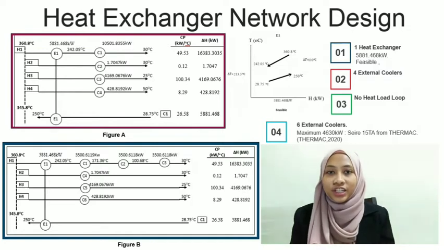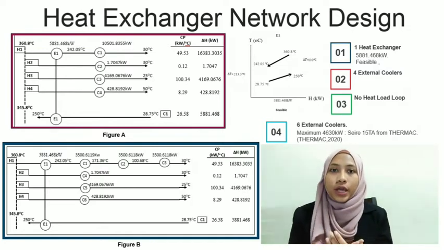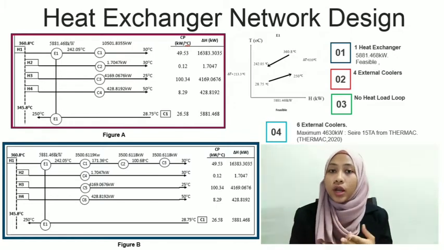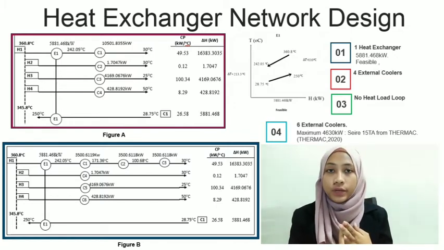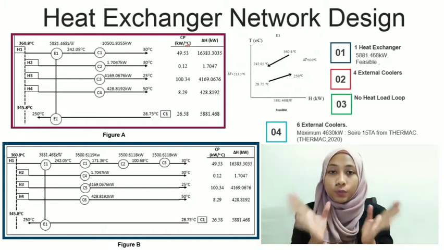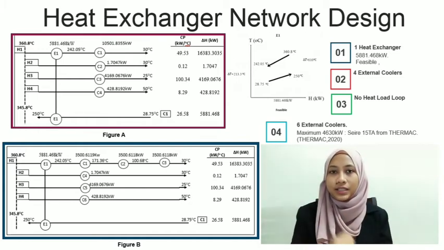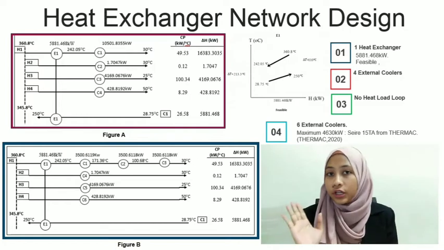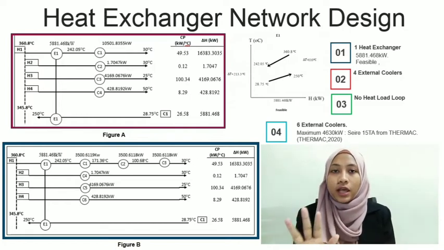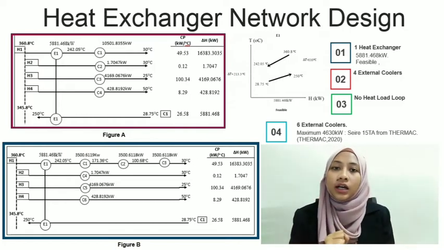Next, the heat exchanger network design is required in order to know how many heat exchangers are needed in our plant, where we have to put the heat exchanger in our streams, and we need to know how much more utilities are needed. So, by referring to figure A, it shows that in our plant we need 1 heat exchanger, and we still need 4 coolers.